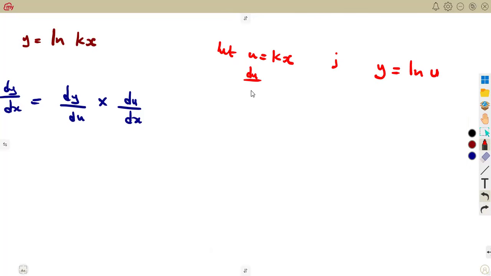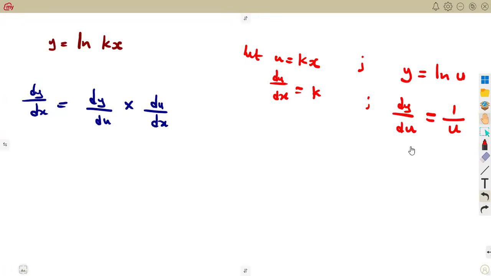The derivative of u with respect to x, that's k. Remember, if it is 2x, we take the 2. If it is 3x, it's linear. So our answer was going to be k. On this other part, the derivative of y with respect to u, remember that's a ln. The way we differentiate ln is 1 over what you're differentiating, 1 over u. This is u with respect to x, y with respect to u. They are totally different, but we need these to differentiate this.